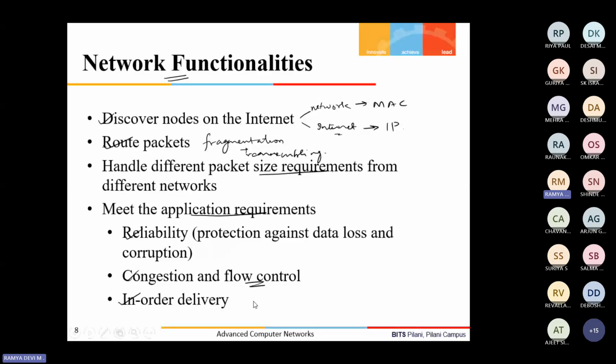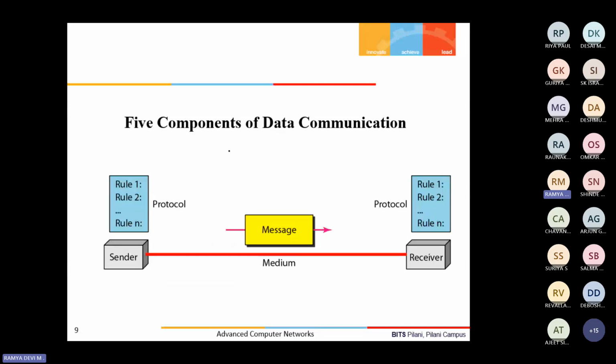So what are the five components of data communication? The first one is the message, the actual data or information that needs to be communicated. It can be a video file, a text file, an image, or any digital form that can be sent. That is your message. The second one is the sender, which is the system that generates and sends the message.